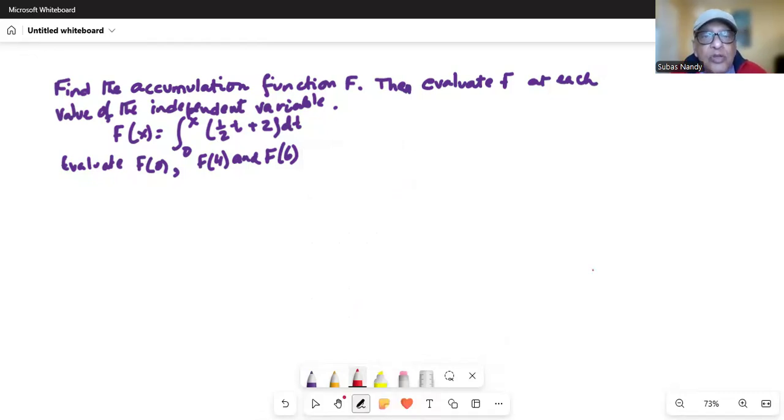So the problem is: find the accumulation function capital F, then evaluate capital F at each value of the independent variable. So F of x is the integration from 0 to x of half t plus 2 dt, and we are required to find capital F of 0, capital F of 4 and capital F of 6. So let's first do the calculation for F of x.